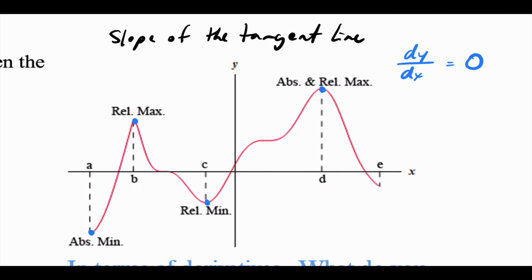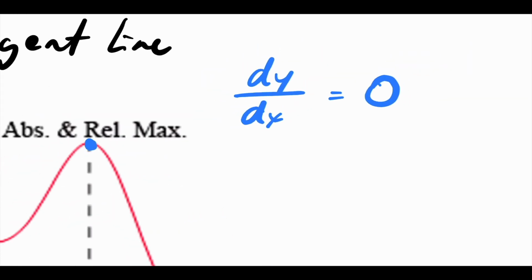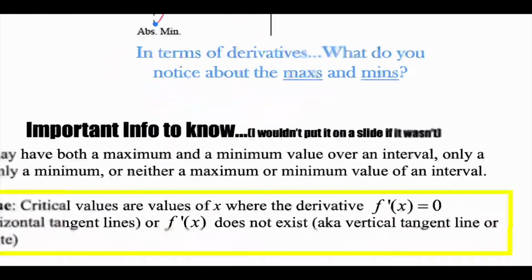If we can't have a picture, what do we do? We find the derivative. We find where the derivative will be equal to 0. Where is a derivative equal to 0? And that'll tell me all about those. Okay, so that's what the next section says.